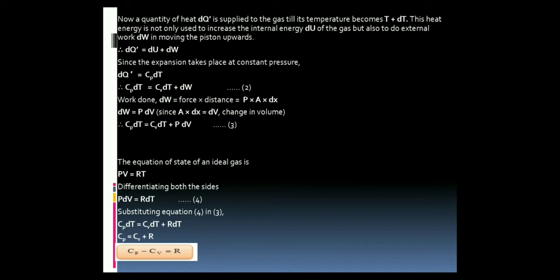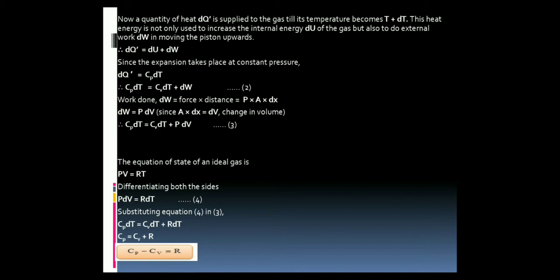The equation of state of an ideal gas is PV equals RT. Differentiating on both sides, we get P into dV is equal to R into dT. Substituting equation 4 in 3, we get Cp into dT equals Cv into dT plus R into dT. Cancelling the terms dT from both sides of the equation, we get Cp equals Cv plus R. Cp minus Cv is equal to R. This is Mayer's relation.